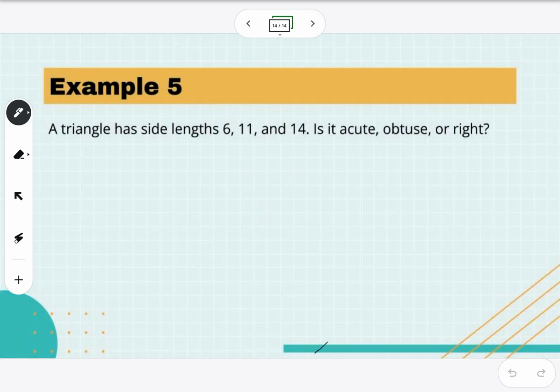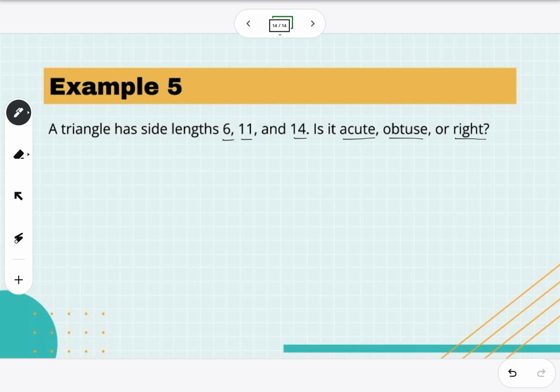A triangle has side lengths 6, 11, 14. Is it acute, obtuse, or right? So what we're going to do is plug these numbers into a squared, b squared, and c squared, and we're going to see how do these two sides relate. Are they going to be equal? Is one going to be greater than the other? What's going to go on here?